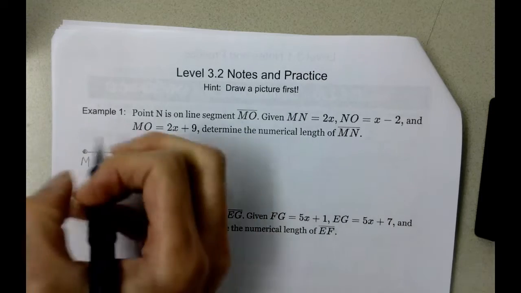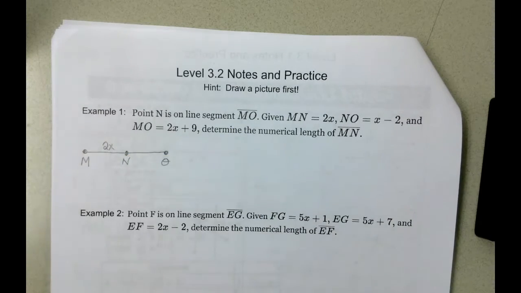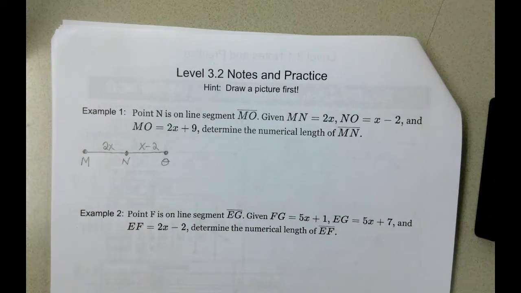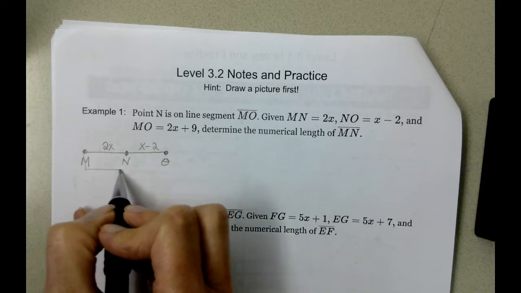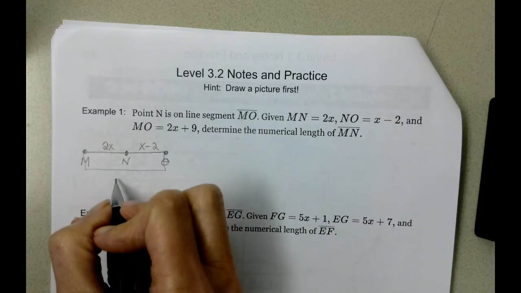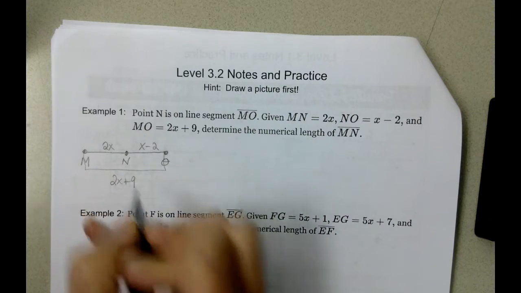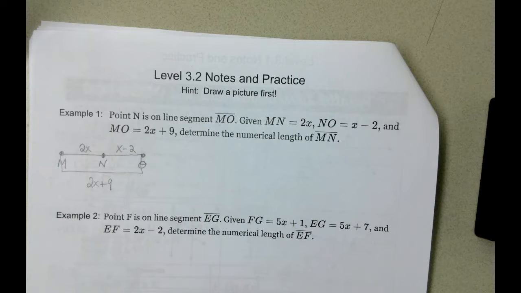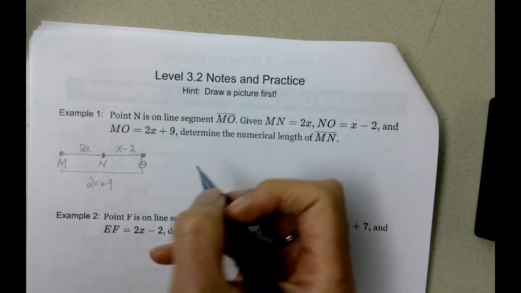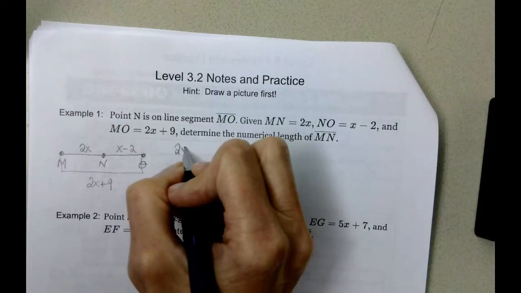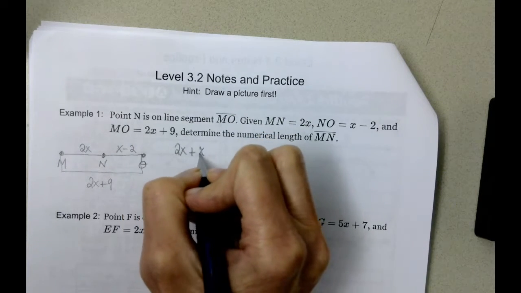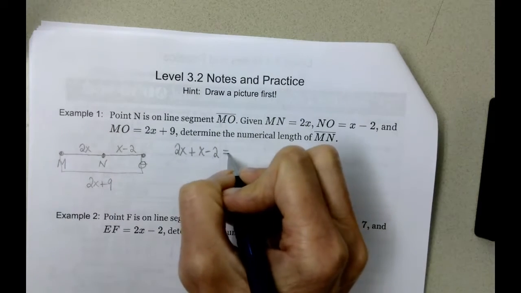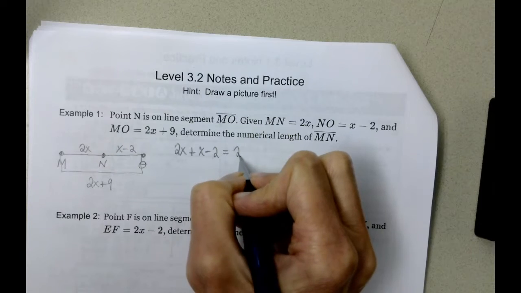Given that MN is 2x and NO is x minus 2, and then it tells us also that the entire length of our segment is 2x plus 9. And we're going to determine the numerical length of MN. Well, in order to do that, we need to figure out what x equals. So we're going to start with 2x, and we're going to add that to x minus 2. That's the segment addition. And when we add that, we're going to get the entire length of our segment, which is 2x plus 9.